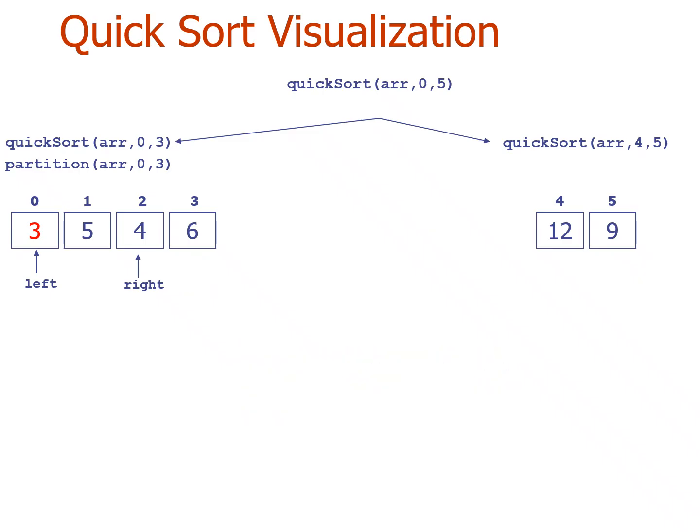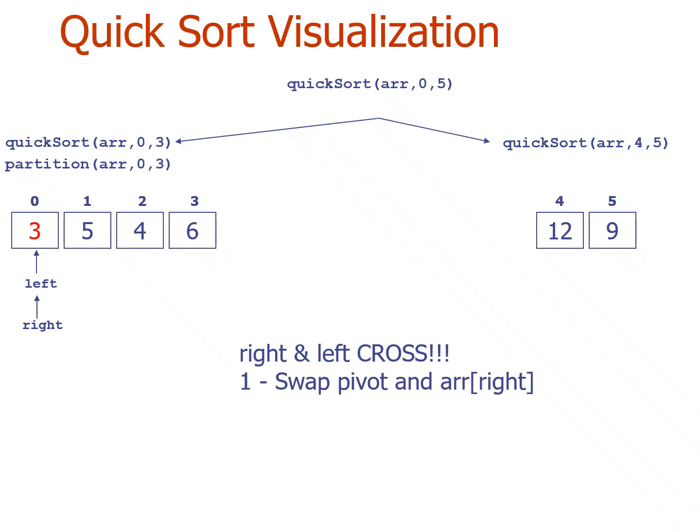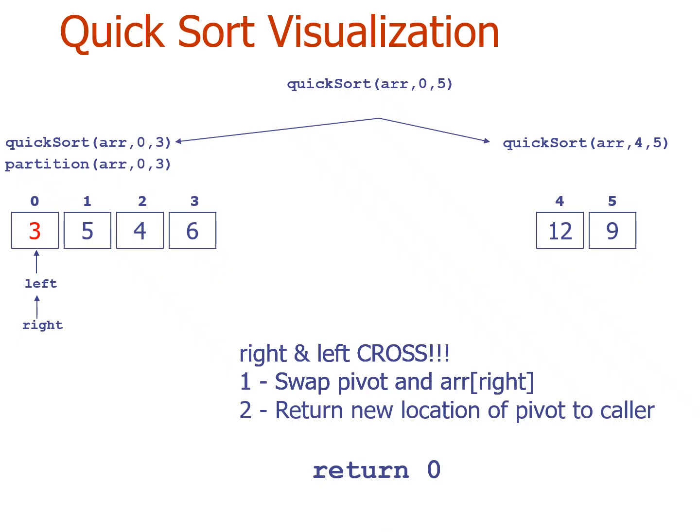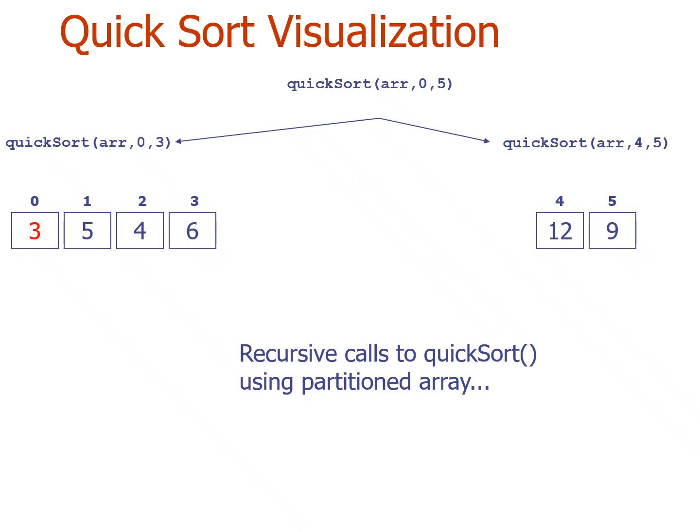Left and right are moving, looking for, again, the right moves towards the left, left moves towards the right. We're trying to find the violating pair. There's no violating pair. Once the right and left cross or they are looking at the same value, we stop and we return the index of the pivot, which is 0. Now, here obviously the 3 is not going to move away from its location, and that will be the run for array of 0, 3.